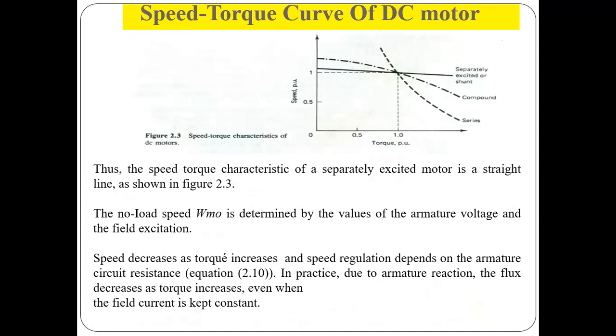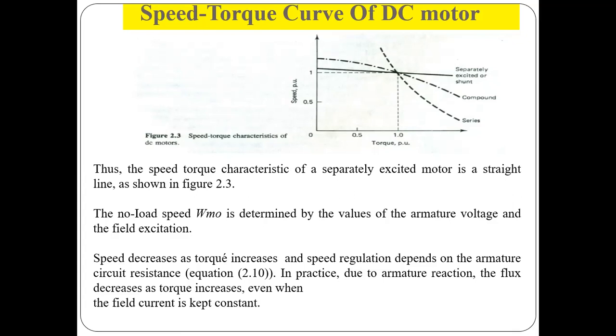In the figure in the slide, you can see the speed torque characteristic of the three different motors. The speed torque characteristic of the separately excited DC motor is a straight line. The graph is plotted between speed and torque, and we have tried to show the characteristics of the three motors in a single figure.